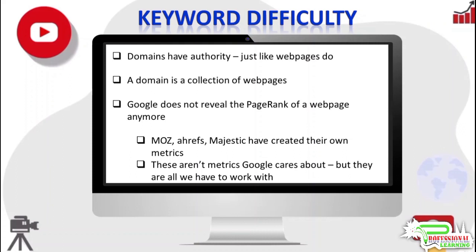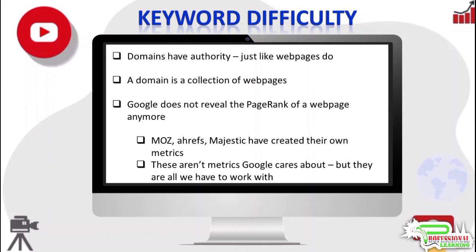Since Google does not reveal the PageRank of a web page anymore, companies like Moz, Ahrefs, and Majestic have created algorithms that compute these metrics for web pages and websites. You would want to know that these are not metrics Google cares about. These are metrics created by other companies, and they may or may not be close to Google's own metrics for web pages and websites. These companies have essentially simulated Google's PageRank algorithm and come up with these estimates.